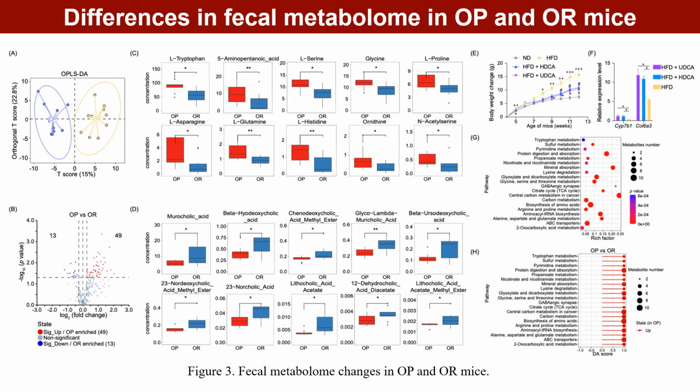Fecal metabolomics further confirmed differences in amino acid and bile acid metabolism between OP and OR mice. Specifically, non-12-OH bile acids were significantly elevated in OR mice, demonstrating potential anti-obesity and gut barrier-enhancing properties. These findings explored the interaction between metabolites and the microbiota and their impact on gut homeostasis and obesity susceptibility. Future research will further investigate the specific relationship between these interactions and obesity phenotypes.